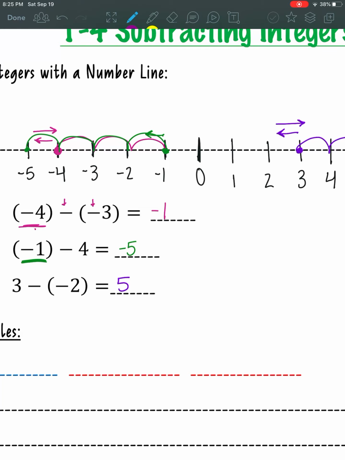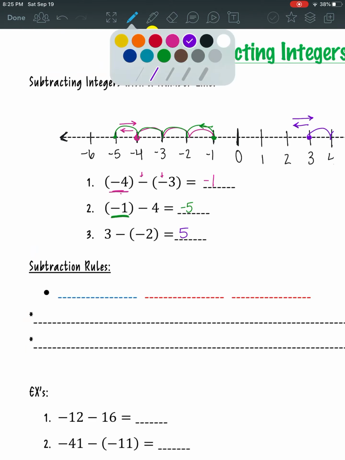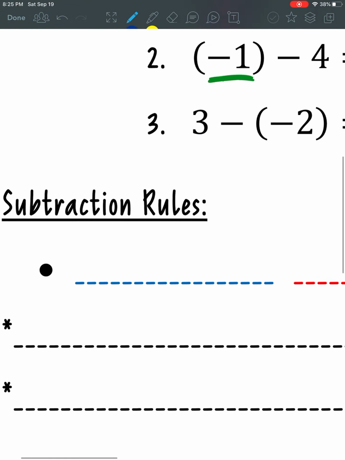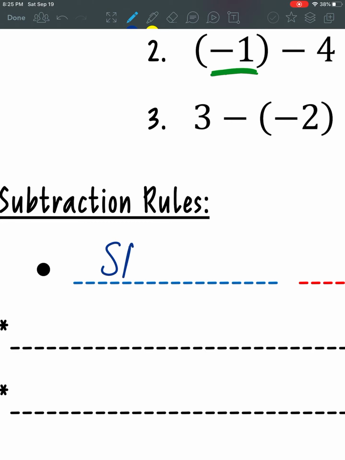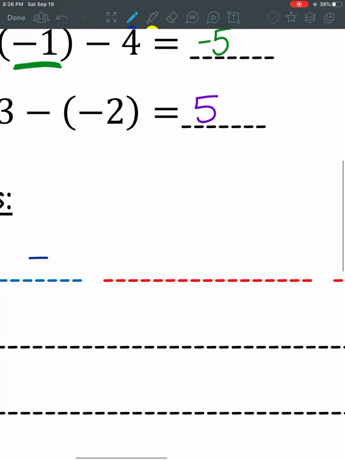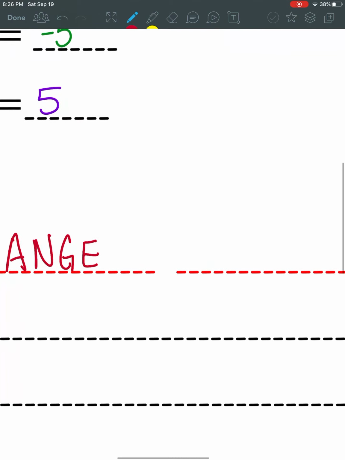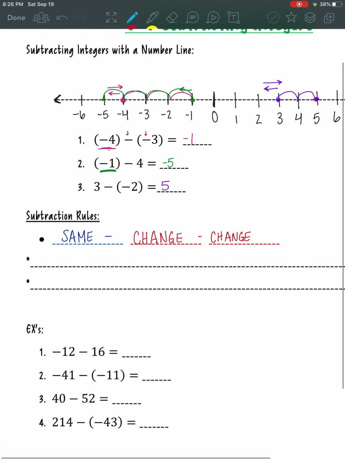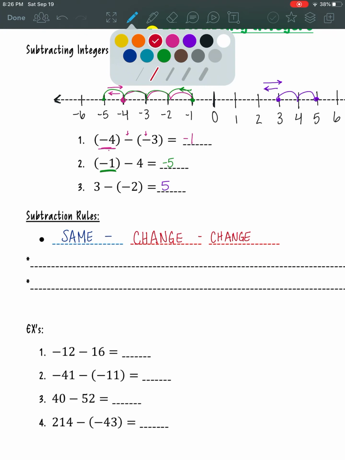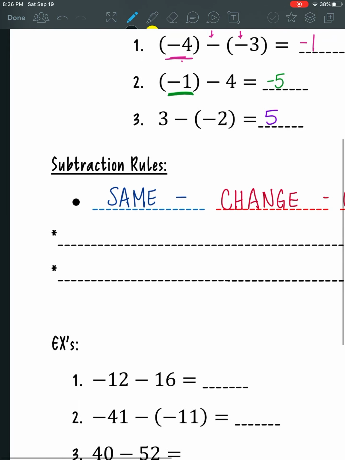Okay, again, just similar to our addition rules, probably not a fun way to use the number line when we're dealing with bigger numbers. So let's talk about a subtraction rule for this. So what we're really doing, our subtraction rule we call same, change, change. Anytime you see subtraction and negatives in a problem, we want to use this rule, same, change, change.